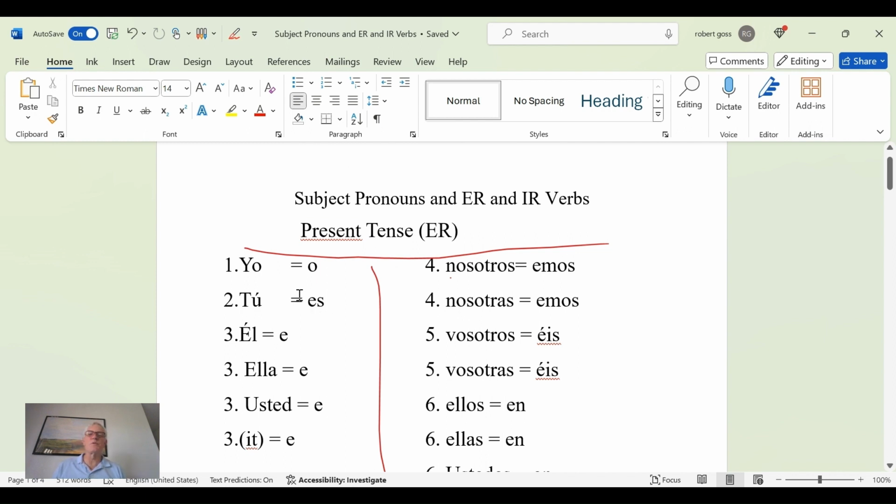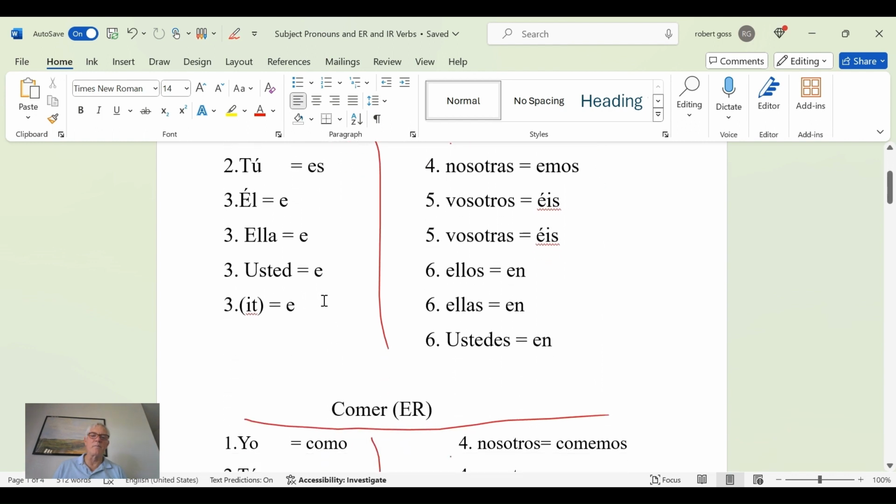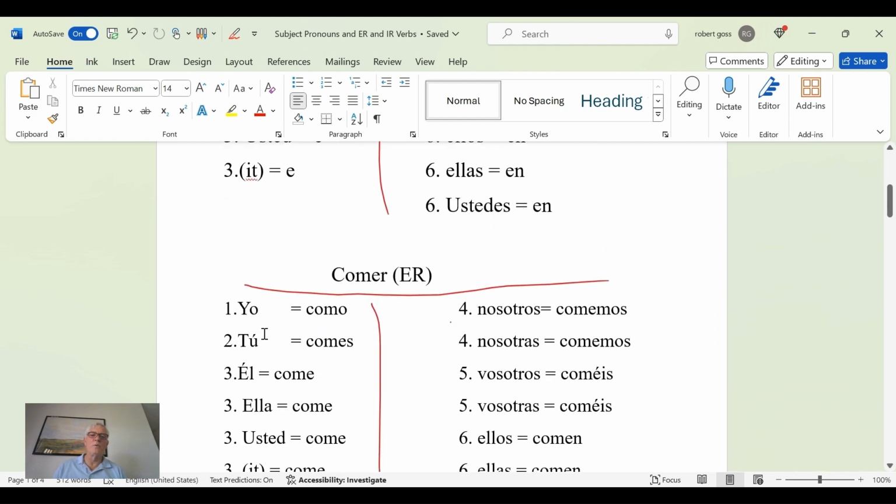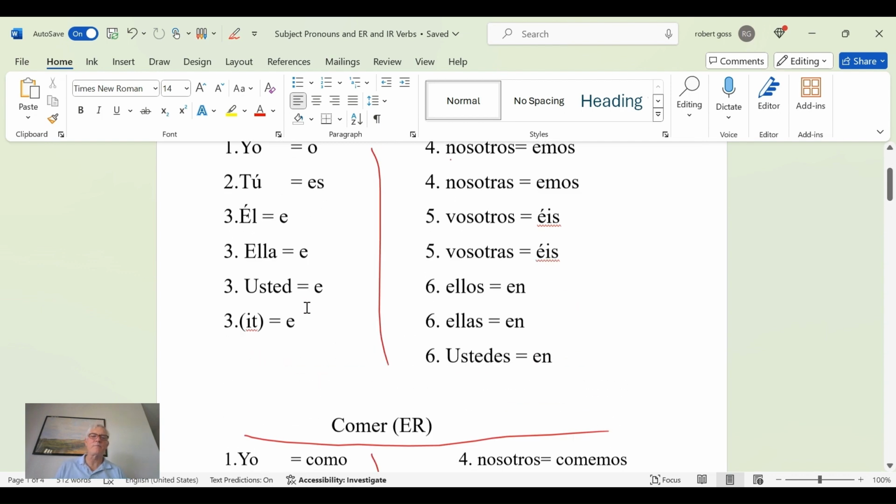Tú, you that is familiar. You that are my friend. You that are my relative. You're that someone I'm a peer with. We're on a first name basis. You that someone younger than me. We would cross off the ER and we would put ES as the ending. So with comer, you eat, we'd cross off the ER and I'd put the ES ending on, and we would have tú comes, you eat. Any other verb with ER, we put the ES ending on, it means you do the action of that verb.